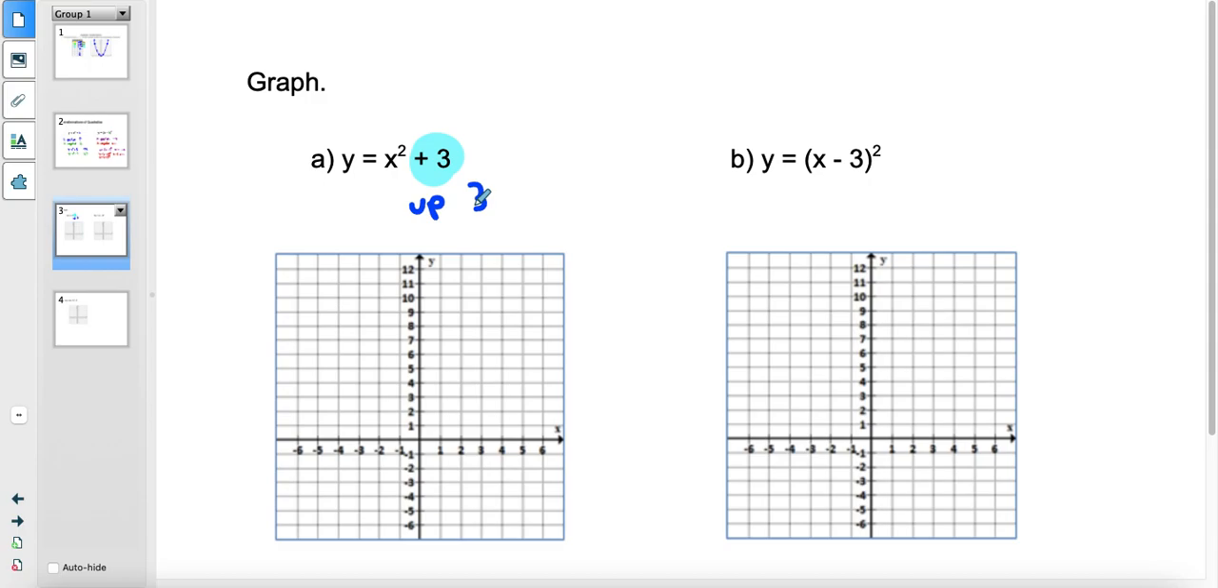So let's start by graphing y is equal to x squared. And whenever we're doing this, we always want to start by graphing y is equal to x squared. And then we're going to use our graph of y is equal to x squared to graph my new function here.